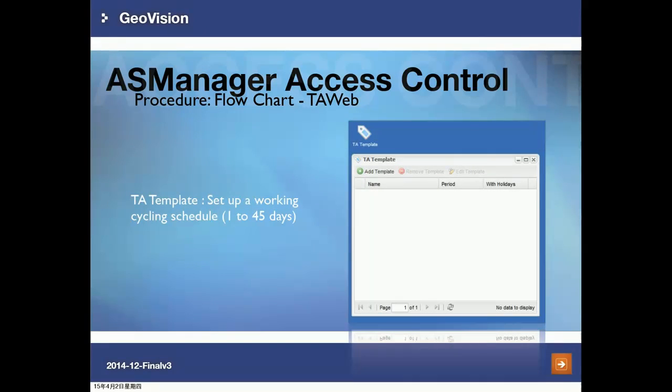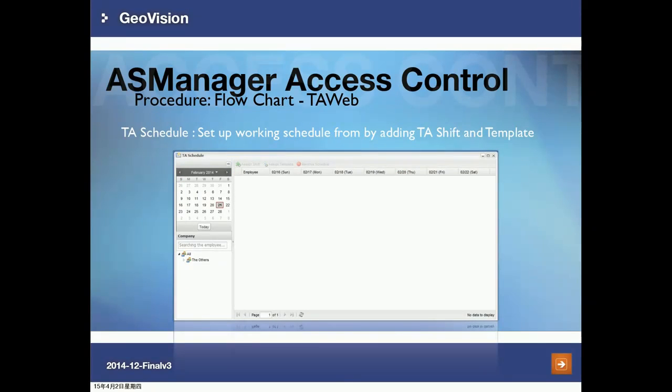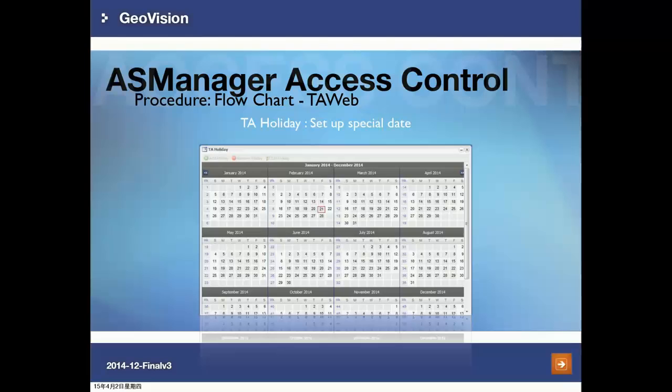After you have set the TA shift, you can use the TA template. So you can add a template and then assign the shift to the template with a working cycle of 1 to 45 days. Okay, then for the TA schedule, here you can assign your shifts or your templates to your schedule for, let's say, different departments. Lastly, you can set up the TA holiday. You can choose whichever days are public holidays and then just set it so the shifts will not count.